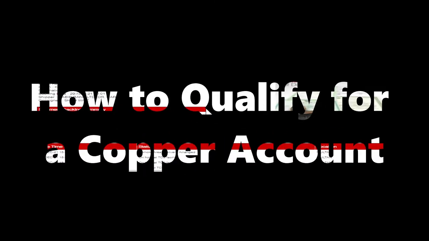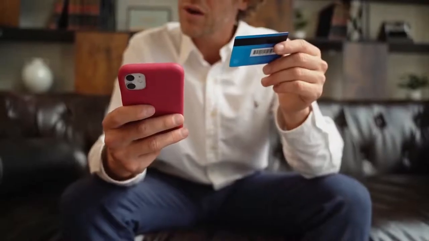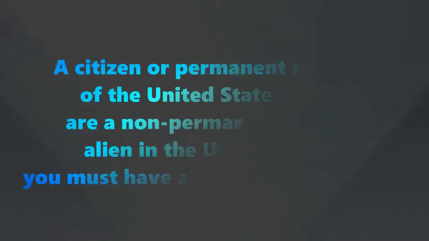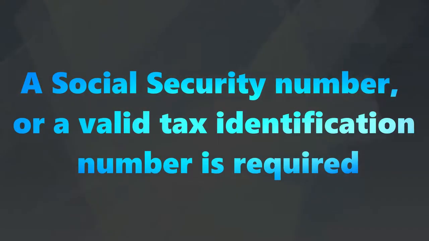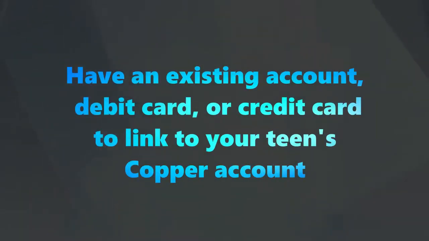How to qualify for a Copper account. You can open a Copper account for your teen if you are 18 years of age or older, a citizen or permanent resident of the United States. If you are a non-permanent resident alien in the United States, you must have a valid long-term visa, and a social security number or a valid tax identification number is required. Have an existing account, debit card, or credit card linked to your teen's Copper account.